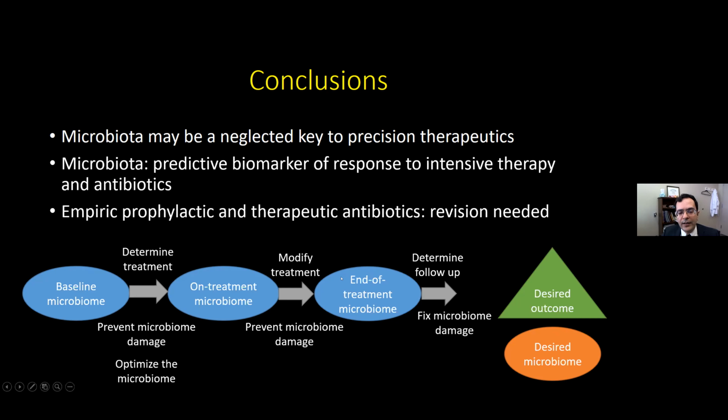And then while you are giving the patient treatment, you can modify it based on how the microbiome changes or what information you learned from the baseline microbiome. You can prevent further damage. And even at the end, once you're done with your treatment, say leukemia treatment or transplant, the information you get from the microbiome can help you determine the follow-up and try to fix the damage that you inevitably caused during this process. Therefore, you will have your desired outcome and desired microbiome.